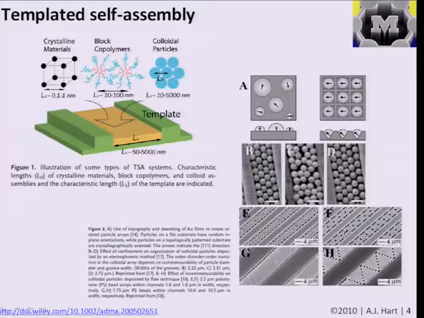So these are kind of just two general approaches toward combining the ability to create features from the top down with the ability to understand how materials evolve from the bottom up. And in the next few lectures, we'll talk about how to create structures in these categories, and we'll give some examples of how to start to interface them.